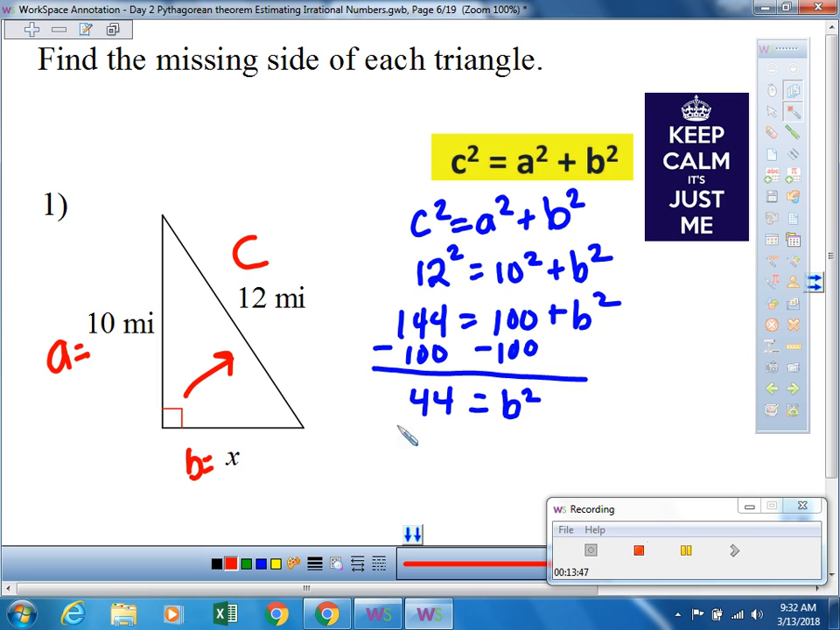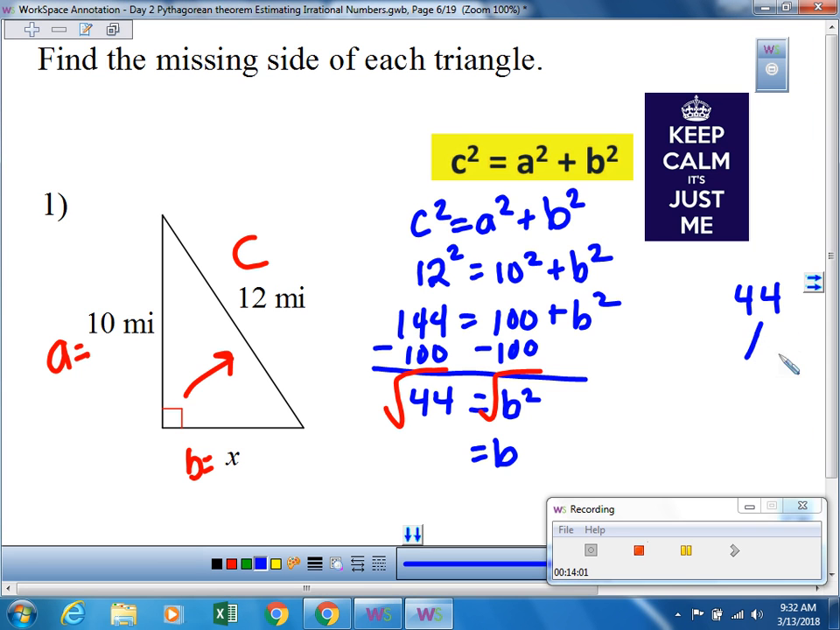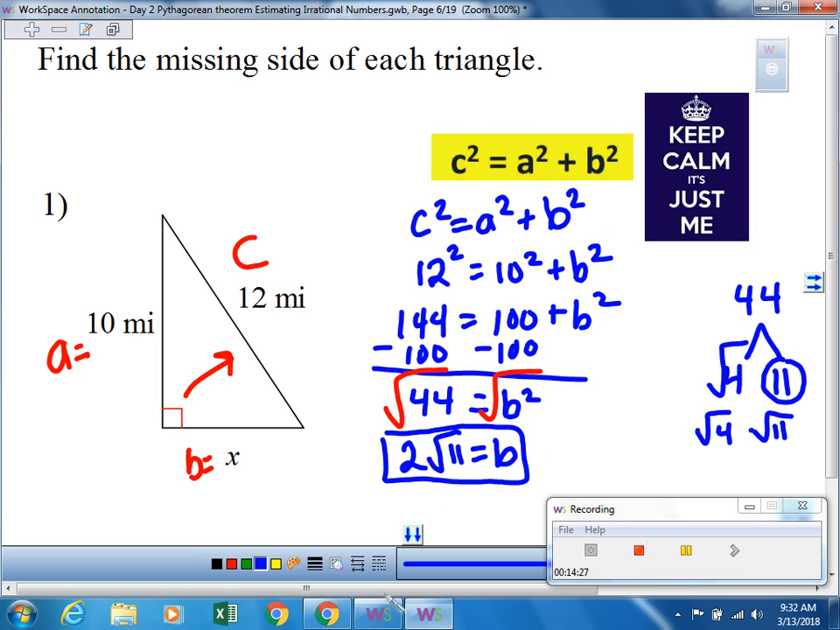Now I'm going to take the square root of both sides. Square root of B squared is B. Now let's factor out this 44. So what times what is 44? 4 and 11. 11 is prime. Is the other one a perfect square? Yes, so I can take the square root. So I'm going to have the square root of 4 times the square root of 11. What's the square root of 4? And can I take the square root of 11? No, so just leave it inside. There's my answer.